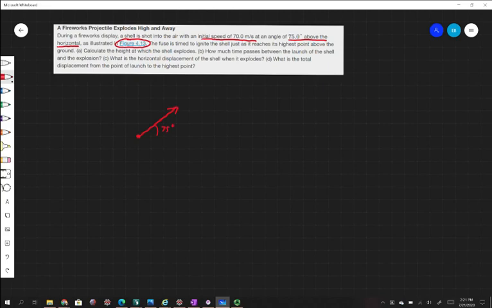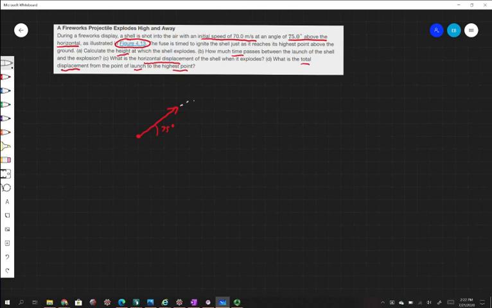And now we have to calculate some stuff. We have to calculate the height. We have to calculate how much time passes between the launch of the shell and the explosion. We have to get horizontal displacement, and we have to get the total displacement from the point of launch to the highest point. So we have a lot of stuff to do. So let's draw out this picture, see what's happening.